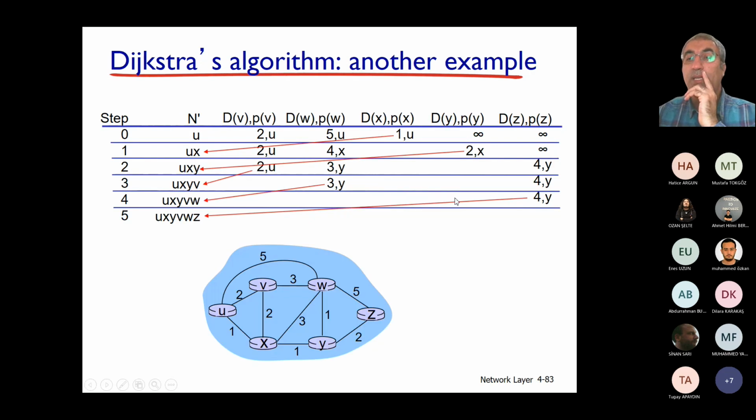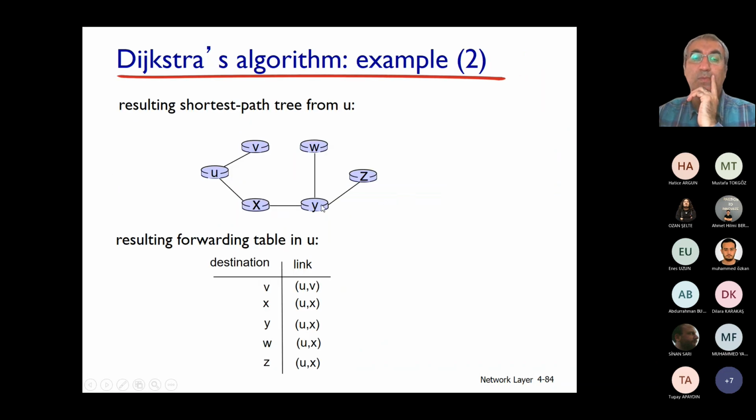Now, by tracing the predecessor nodes, we can construct the shortest path. You see, of course from Z to Y, and then Y to X, right? Which is here actually. Z to Y, we can reach W, X, and U can reach V through this. So this is how you end up with the shortest path, 3 from U to Z.